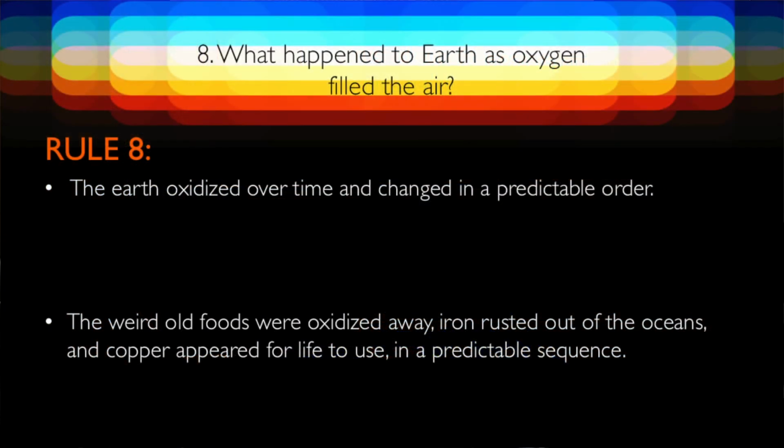So as the Earth oxidized over time, it changed in a predictable order. The weird old foods were oxidized away. Iron rusted out of the oceans and became banded iron formations locked away. Copper appeared for life to use, in that order, in a predictable order.